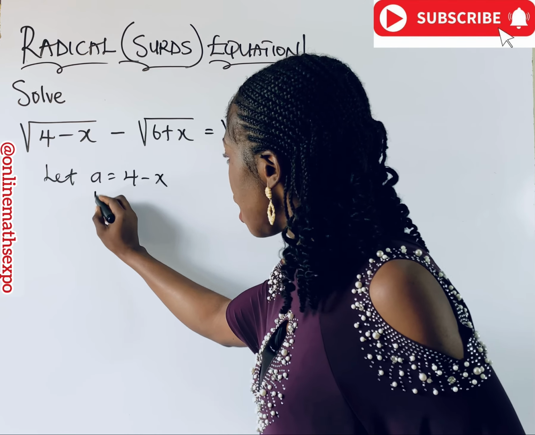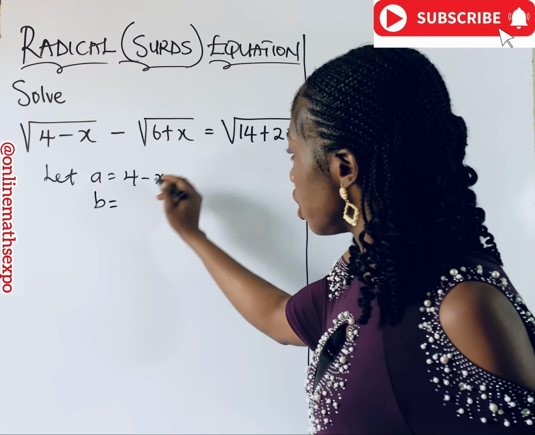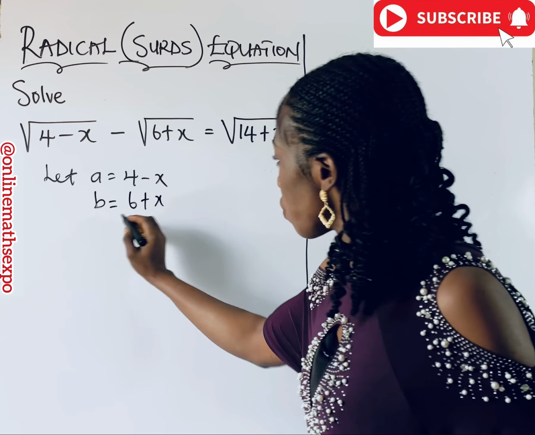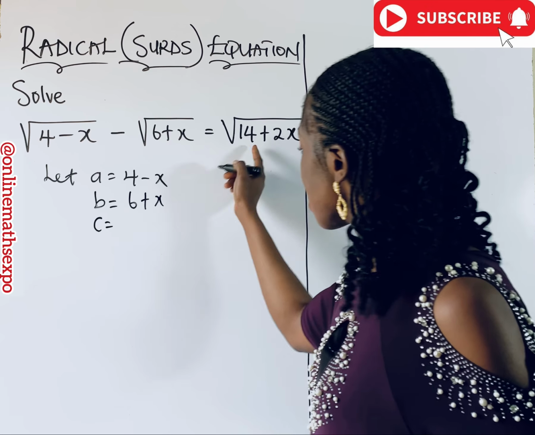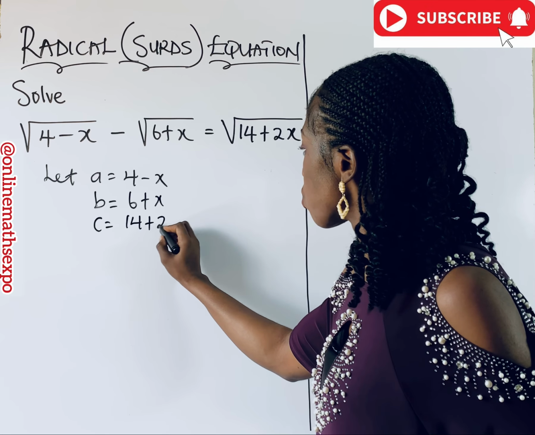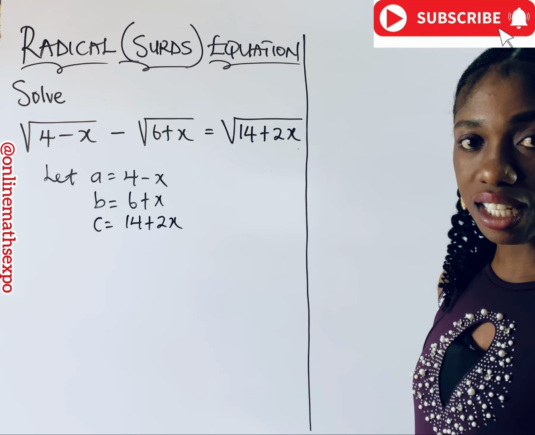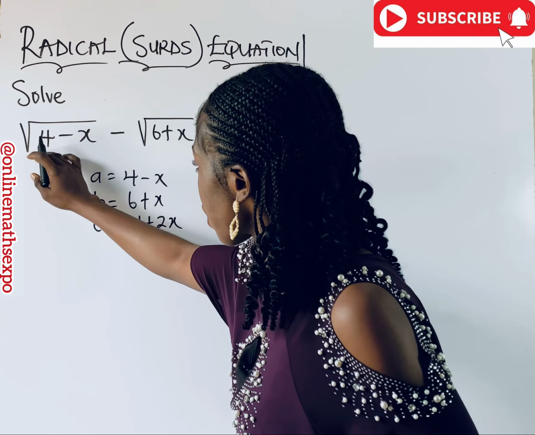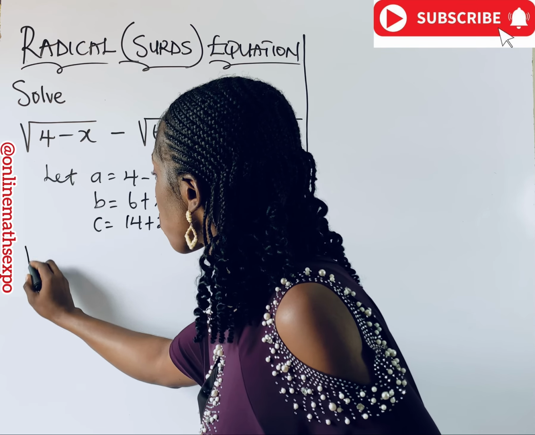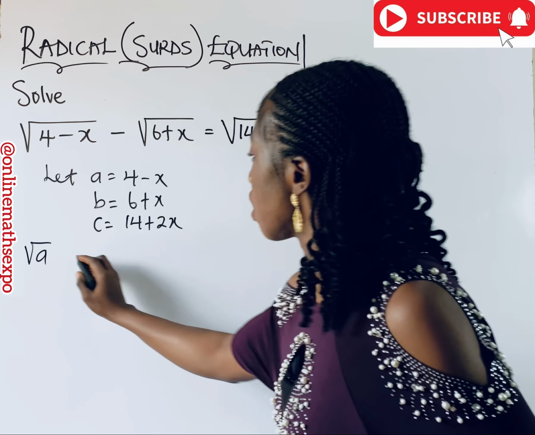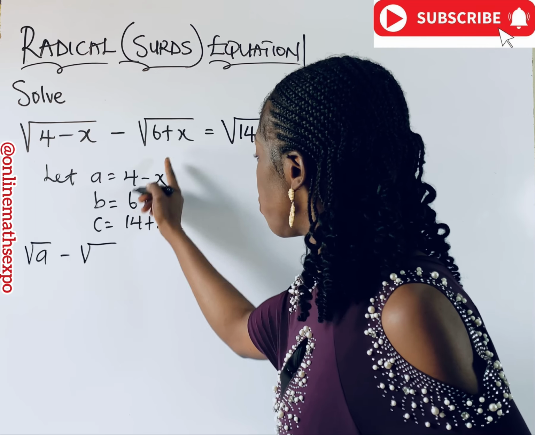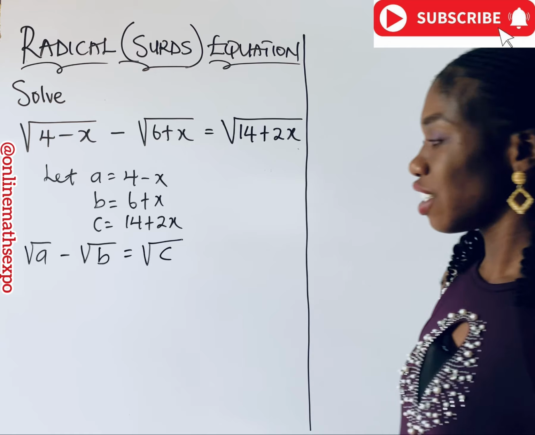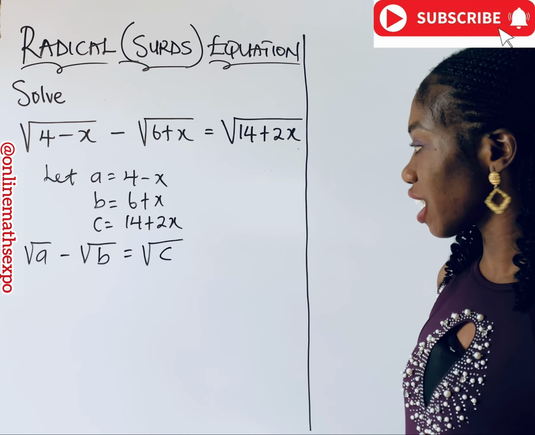So we now say let B also be the value inside this, which is this radicand. Then we can also say let C be 14 plus 2x. Do you see that? It's going to reduce the work for us. So instead of writing this, we are going to write square root of A minus square root of B is equal to square root of C. Did you see that?